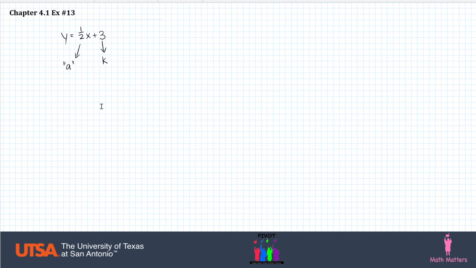So in this case, since a is less than 1, then it's going to be compressed. And then the k is positive, so the graph is moved up.